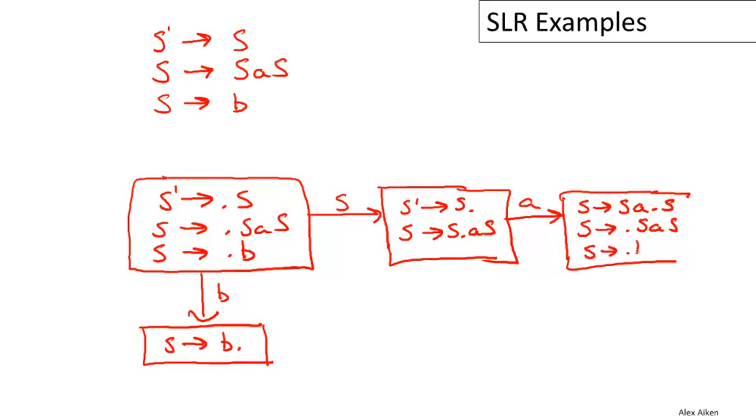goes to dot B. All right, and then out of this state, now there are a couple of different possible transitions. We could see an S, or we could see a B. Well, if we see a B, then we wind up in this state over here. And if we see an S, well, what's going to happen? If we see an S, then we'll wind up in another new state.